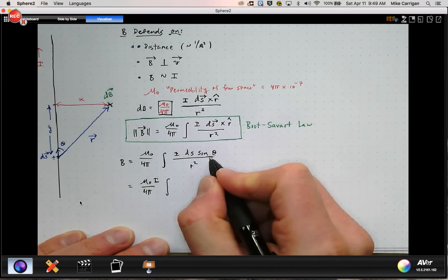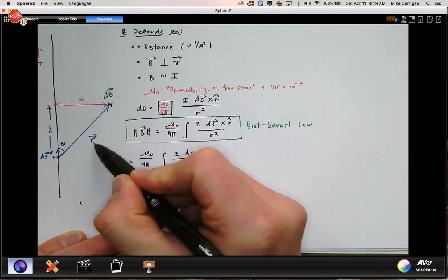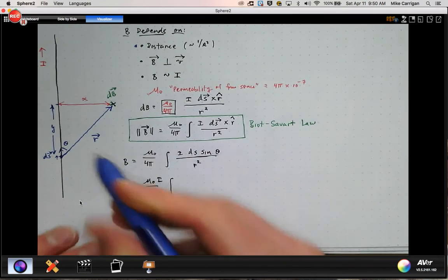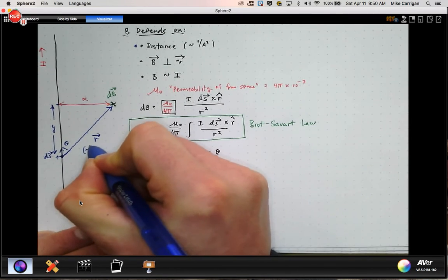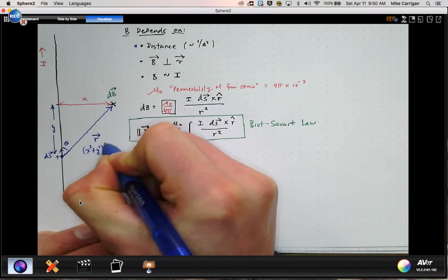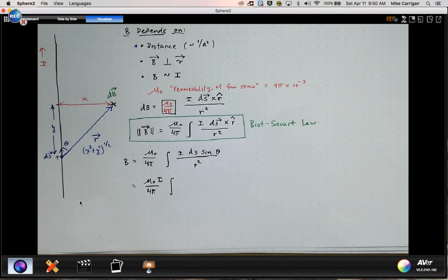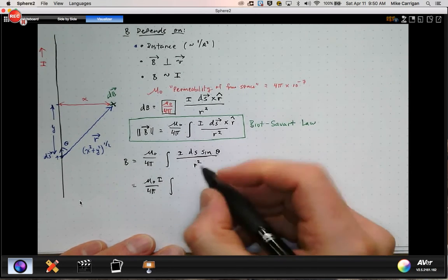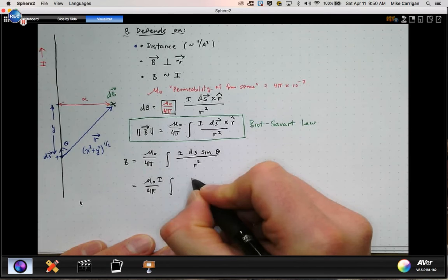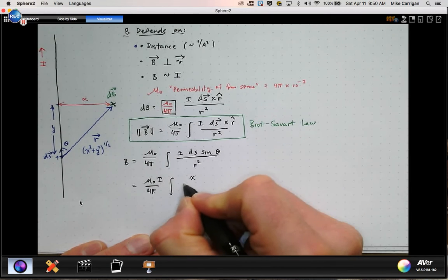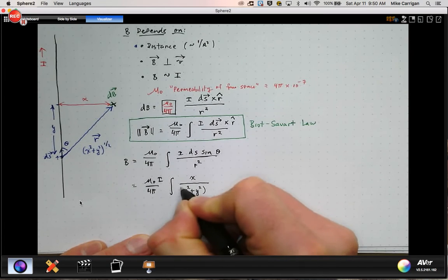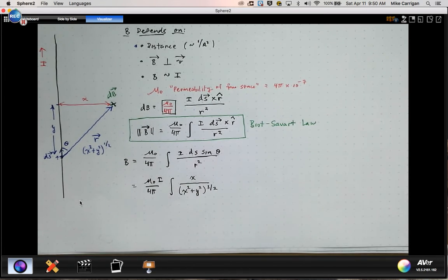I'm going to rewrite that as x over r, where r is equal to, so I don't confuse you too much, I'm going to write r as the square root of x squared plus y squared. So x squared plus y squared to the power half. So that means what I'm going to end up with here, if I do that substitution down here as well, is x over x squared plus y squared to the power 3 by 2. I think I've done that right.